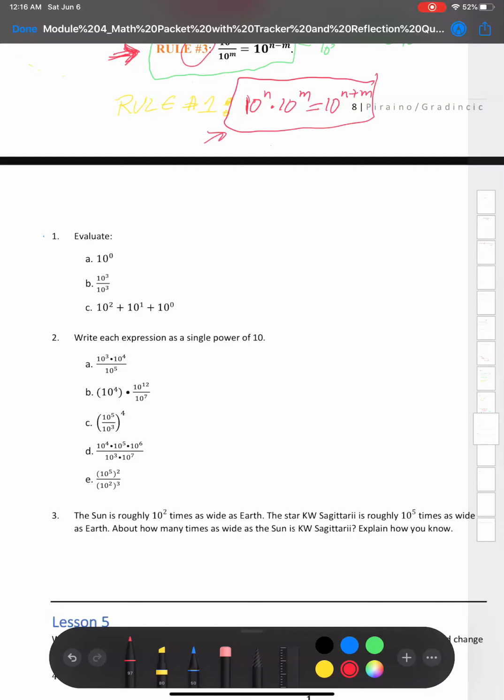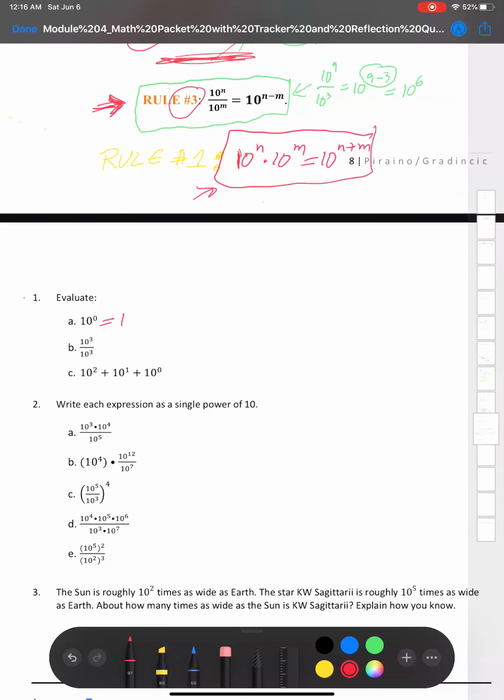There's a long proof or explanation as to why anything to the 0th power is equal to 1. For now, I'm not going to go into detail why that is. All you have to know is that any number that you raise to a power of 0 is going to be equal to 1, right? Then you're just going to apply this rule up here to any of these to solve them.